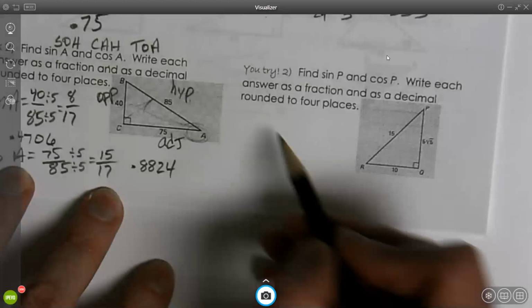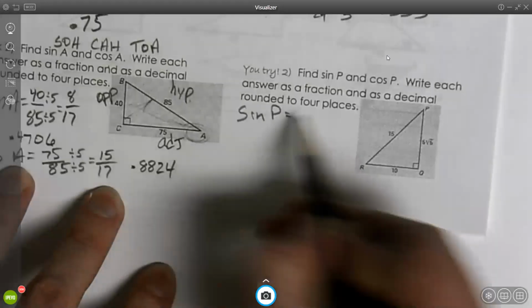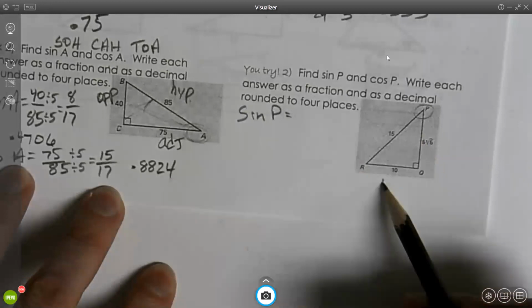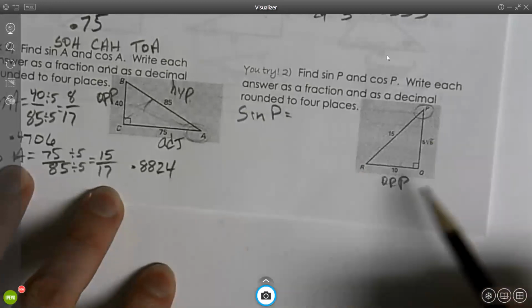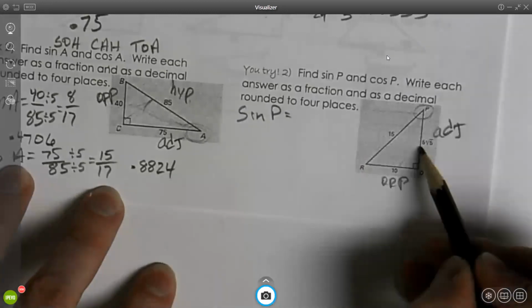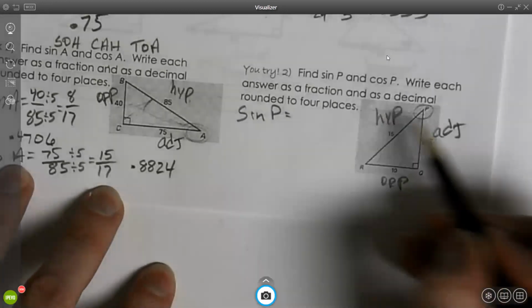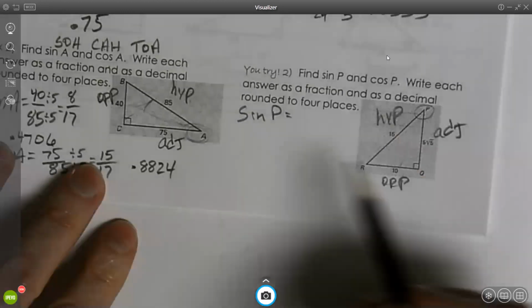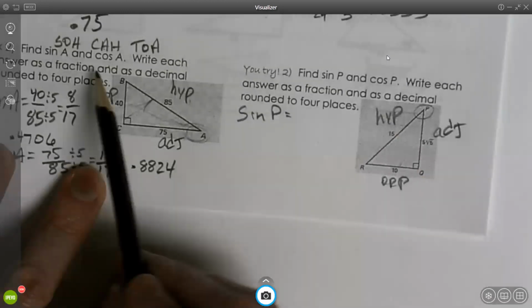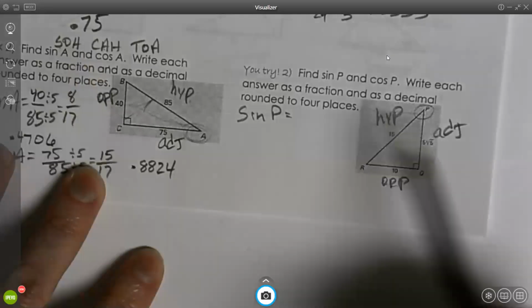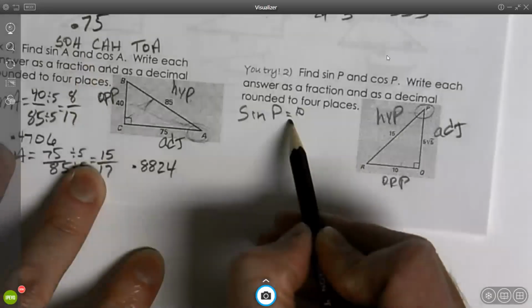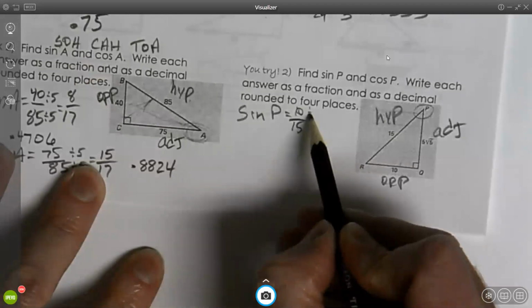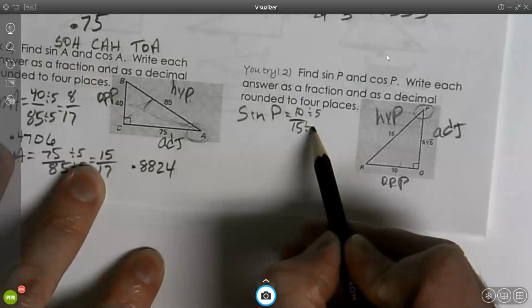So the sine of P, from P's point of view, the opposite side is across from it is the 10. The adjacent side is 5 root 5. And the hypotenuse is across from the 90. Label your triangle. I can't stress anything more important than labeling your triangle so you know specifically what the sides are. So the sine of P, using SOHCAHTOA, we know that sine is opposite over hypotenuse. So the opposite is the 10, the hypotenuse is the 15. So again, 5 happens to go into those. So we get 2/3.